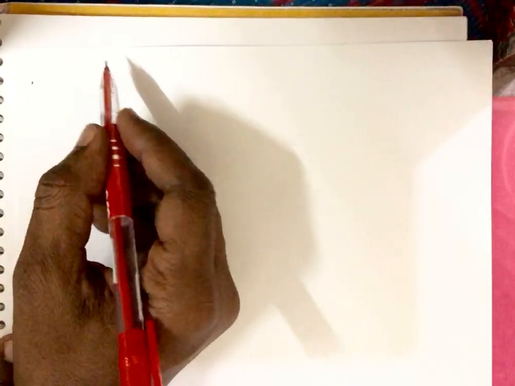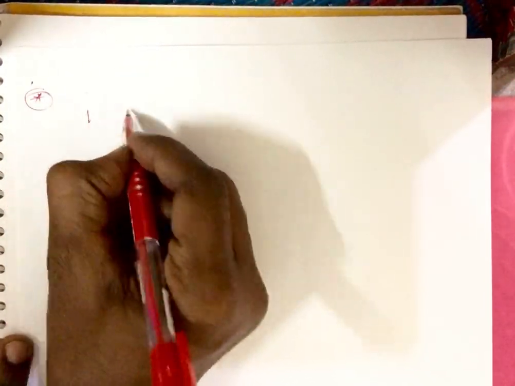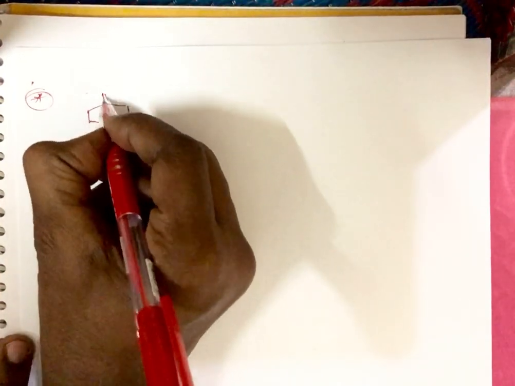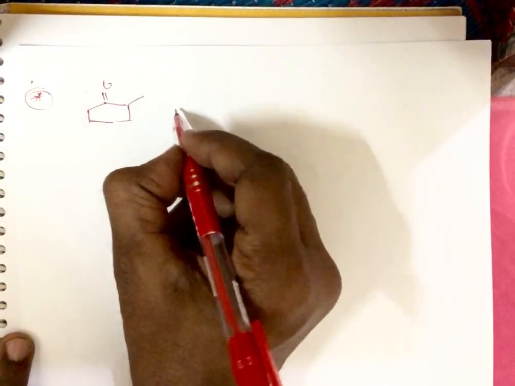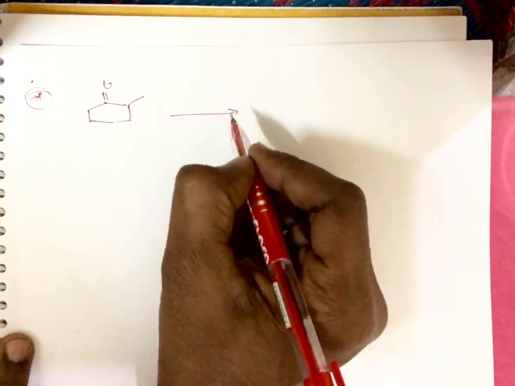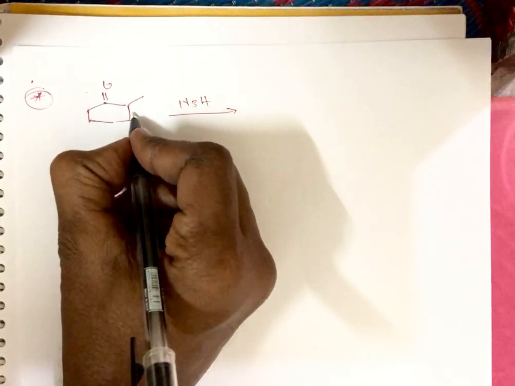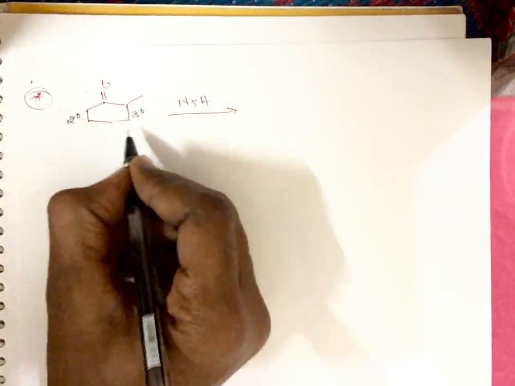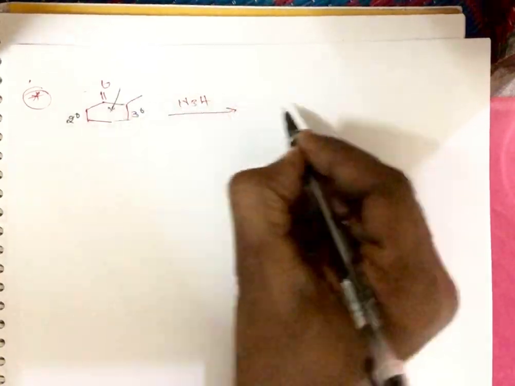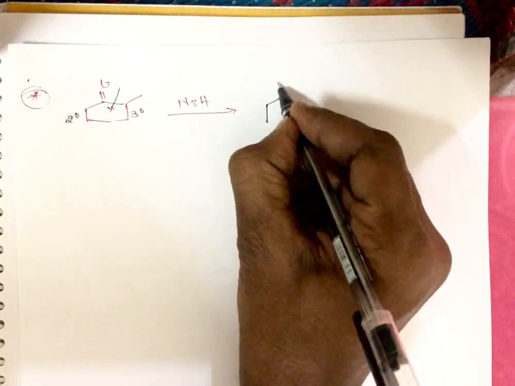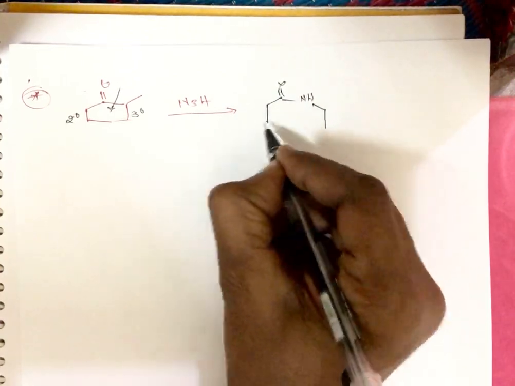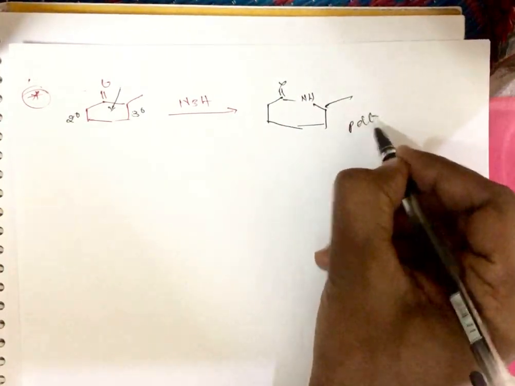Let me give one more example, a very simple reaction with hydrazoic acid. Based on your understanding, I'll explain all the mechanism, but it is very simple to write this reaction. Here you have a tertiary group and here a secondary group. Tertiary is more stable, so you can introduce NH here itself. This is our product.